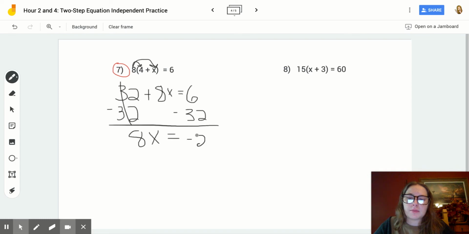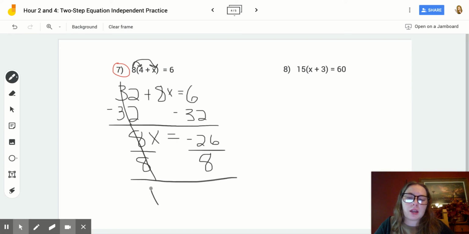negative 26. And then just by looking at this equation, I know it's not going to be a very even answer. So I would let you guys use your calculator for this one. So now we are dividing both sides by 8 because we want to undo this multiplication right here to get x by itself. So we're going to divide 8x divided by 8 and negative 26 divided by 8. And we are left with x equals negative 3.25.